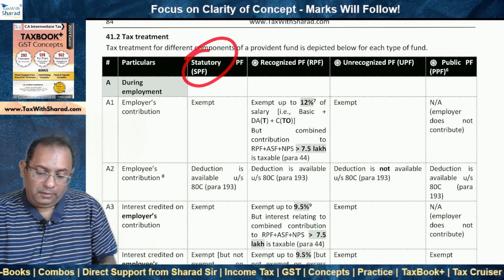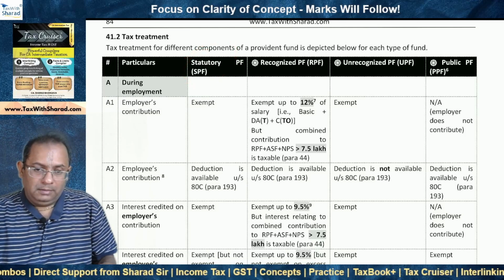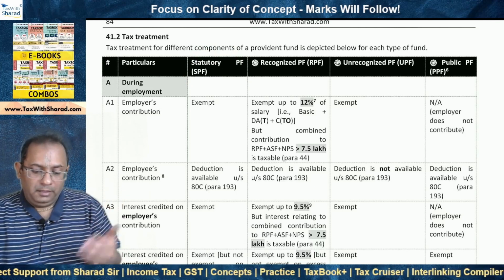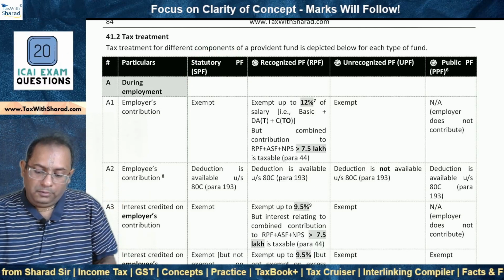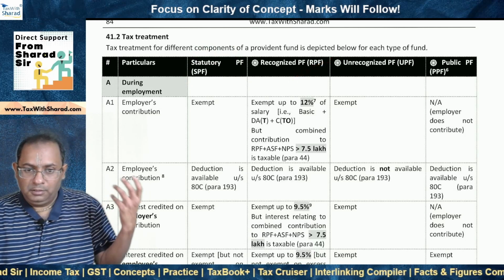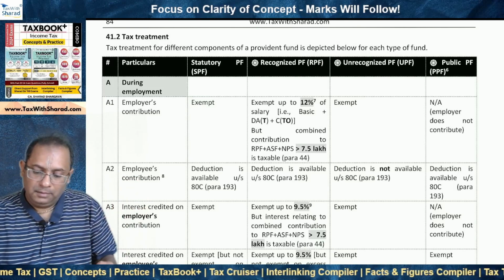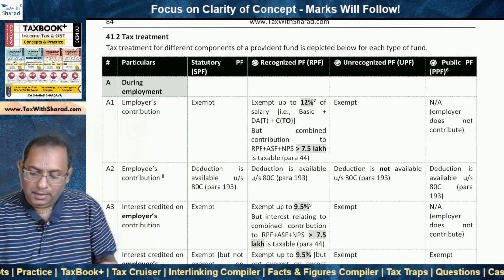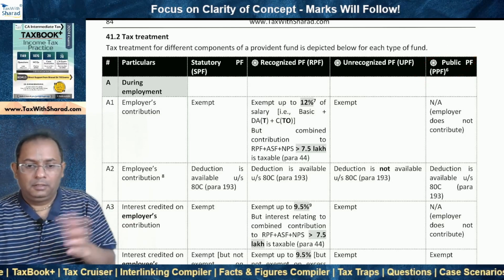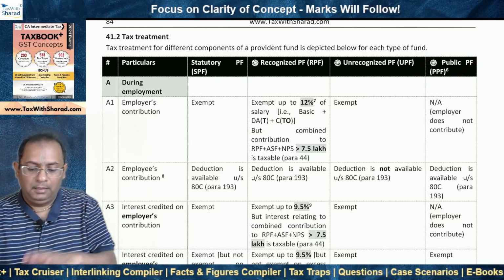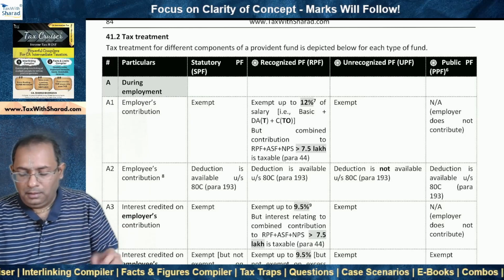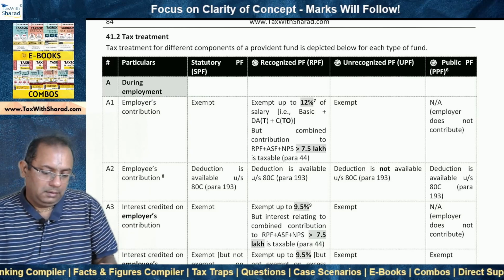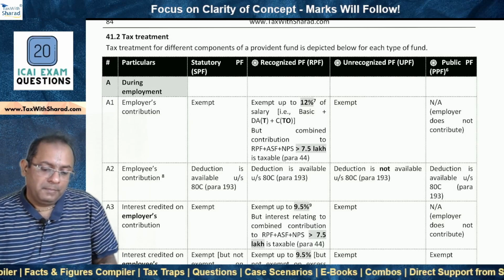So we have statutory provident fund, which is a provident fund basically in which the government employees contribute, and then there is a recognized provident fund, which is a fund which is applicable across the private sector. And then there is unrecognized provident fund, which is not recognized under the Income Tax Act. And then there is PPF. PPF has got nothing to do with salary income, but it is still there in this table, which I have kept here for the sake of completeness.